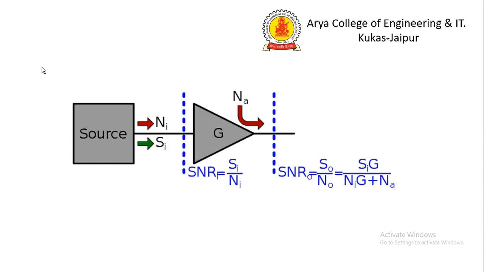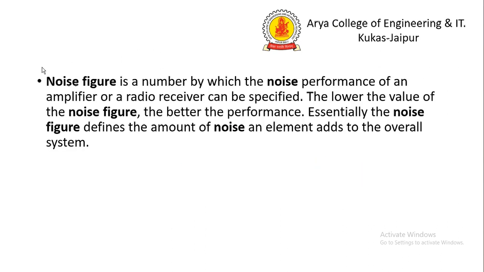Then this is the diagram of noise figure, and noise figure means noise performance. Noise figure is the noise performance of an amplifier or a radio receiver that can be specified. The lower the value of the noise figure, the better the performance. Essentially, the noise figure defines the amount of noise an element adds to the overall system.